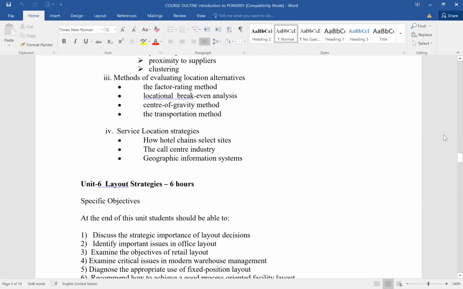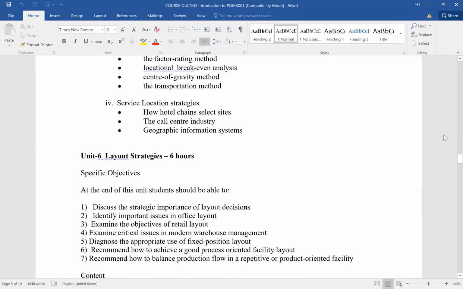And then unit number 6, we look at layout strategy, right? Where we're going to be discussing the strategic importance of layout decisions, identifying important issues in office layout, because as you may or may not know, office layout is important also. There are different reasons why the layout is as such. So you put all the persons who are going to be dealing with accounts receivable in one area because they can talk the same language and they can feed off each other, right? Whereas the persons dealing with payables, who are going to be paying your bills, you put them in one area. Again, because there are some synergies that can be gained if they're in close proximity to each other.